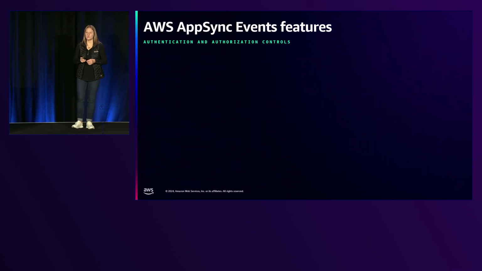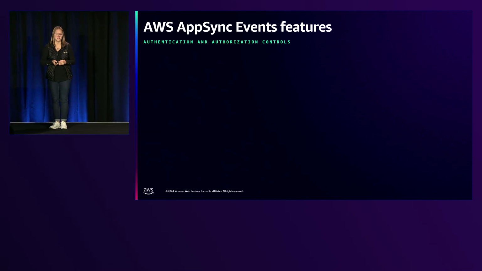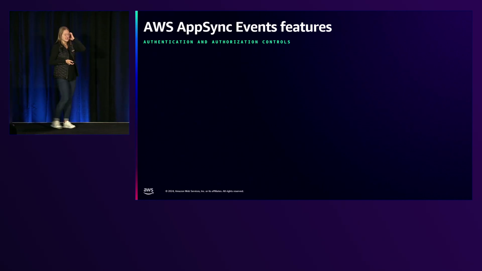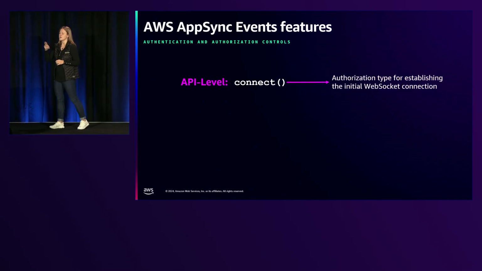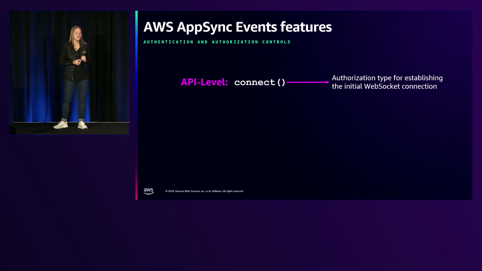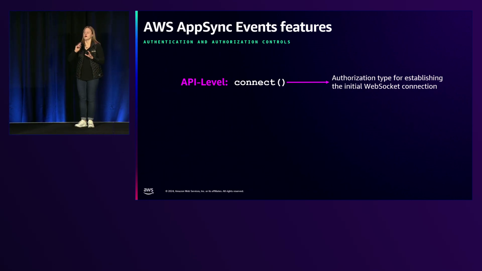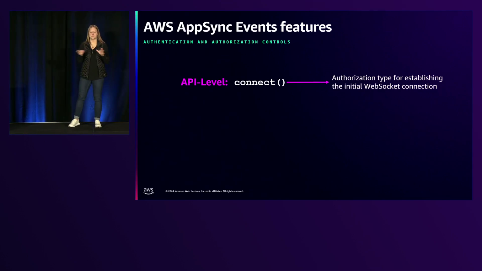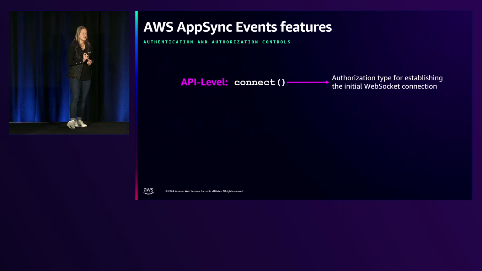All right, let's move on to authorization and authentication. So just like all of our other services at AWS, security is job 0. We have 2 different security configurations from an authorization and authentication standpoint for AppSync event APIs. The first is at the API level. So this is essentially the default for the API. There is a connection authorization mode. So this is essentially for establishing the initial WebSocket connection. And you can configure this independently of the authorization modes that are used to support publish and subscribe operations.